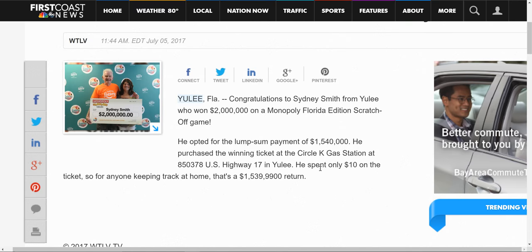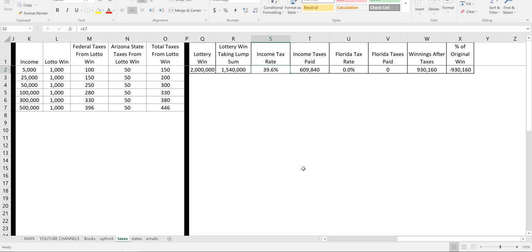And in case you were curious, the original lottery win is $2 million. He took the lump sum of $1,540,000. So his income tax rate is 39.6% because you pay taxes on the entire amount. And it's taxed as income, as ordinary income.